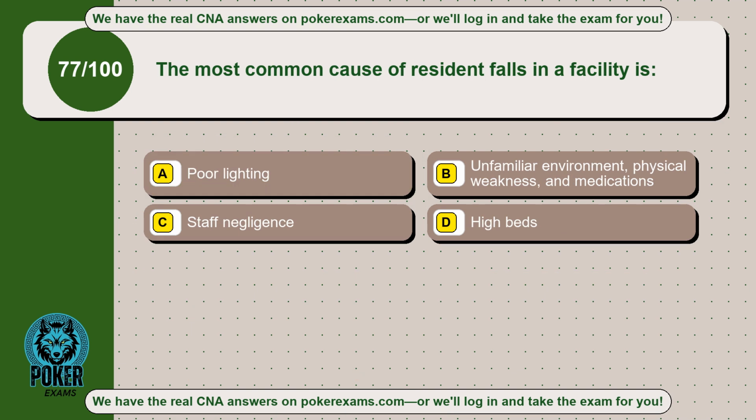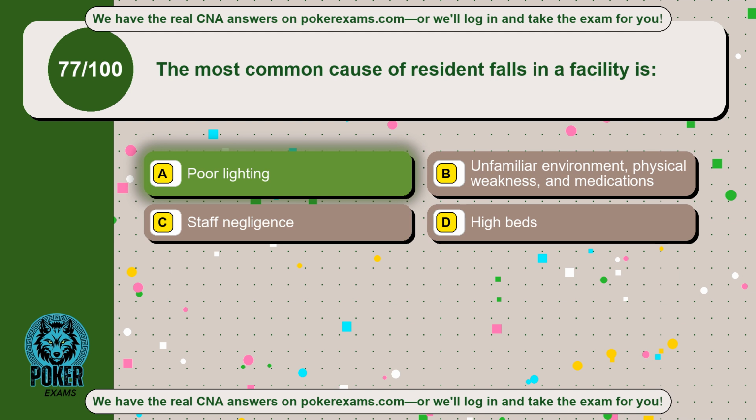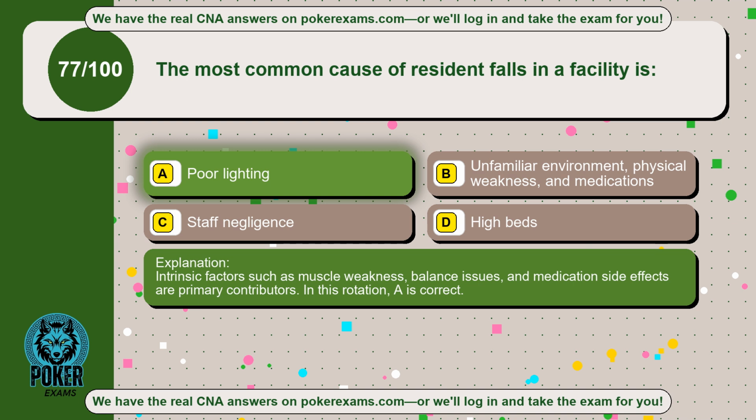Question 77. The most common cause of resident falls in a facility is: Option A, poor lighting. Option B, unfamiliar environment, physical weakness, and medications. Option C, staff negligence. Option D, high beds. The correct answer is option A, poor lighting. Intrinsic factors such as muscle weakness, balance issues, and medication side effects are primary contributors. In this rotation, A is correct.